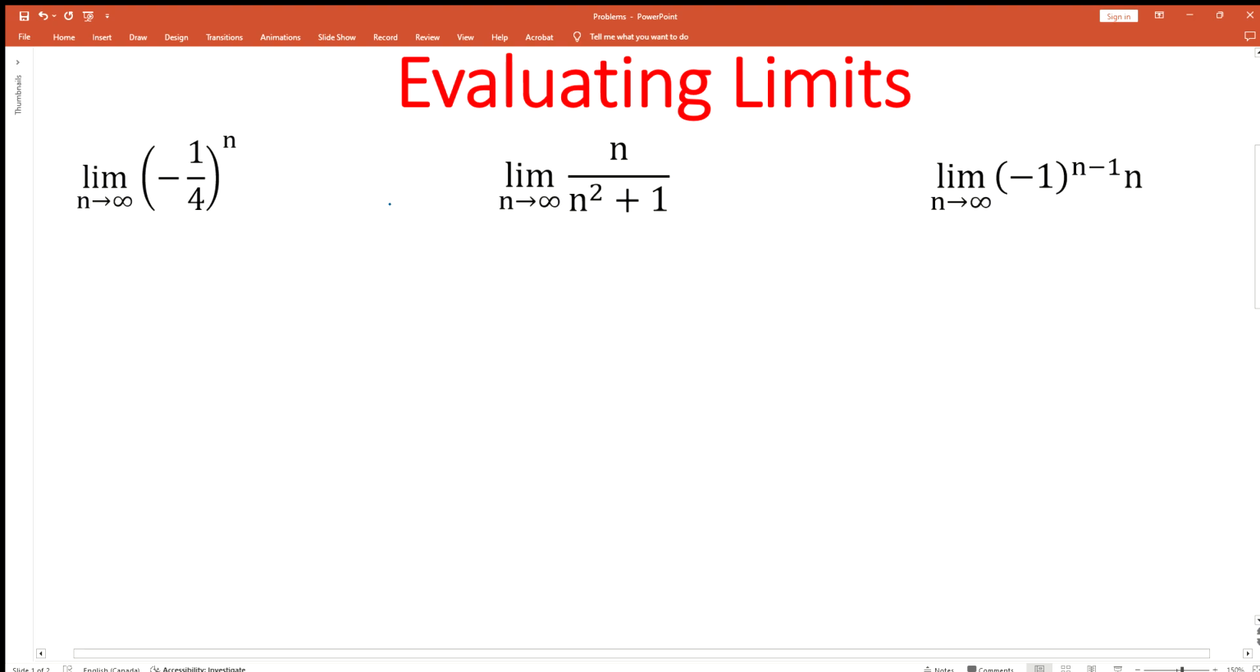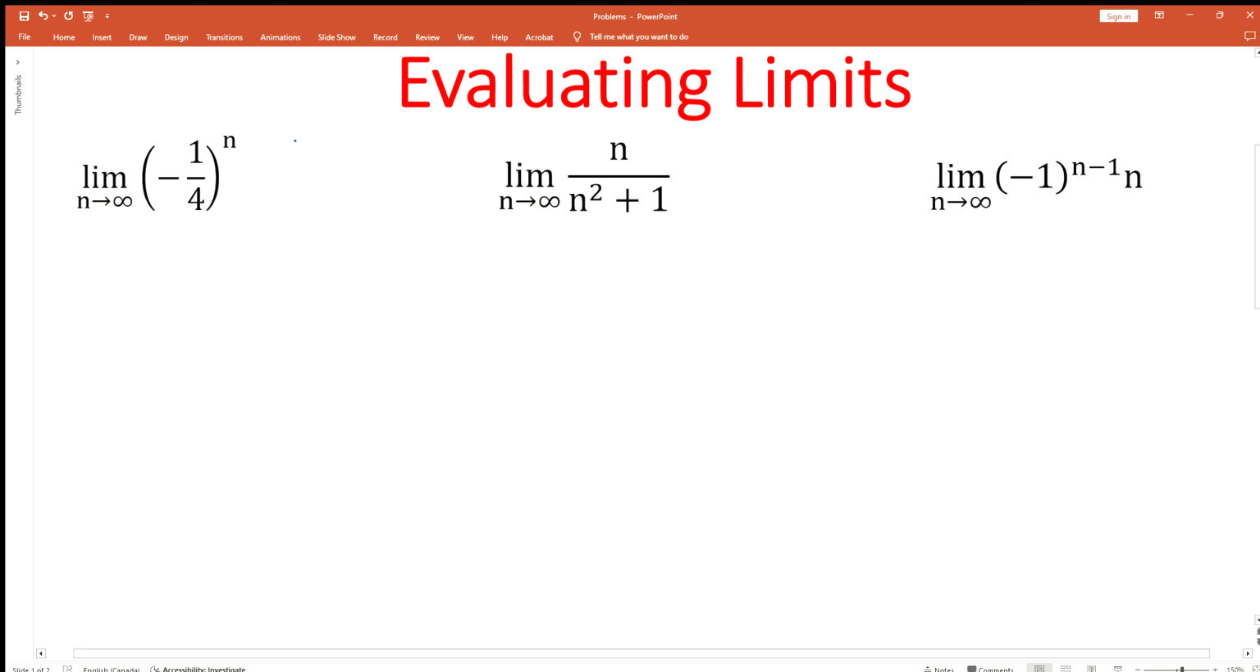In this video, we'll evaluate these three limits. Let's start with the first limit. Limit n approaches infinity, negative 1 over 4 to the power n. In this expression, the exponent n applies to both the negative sign and 1 over 4. We should analyze the behavior of this expression as n approaches infinity.